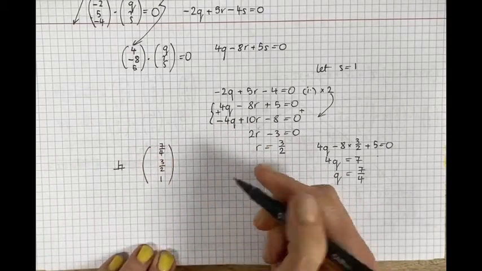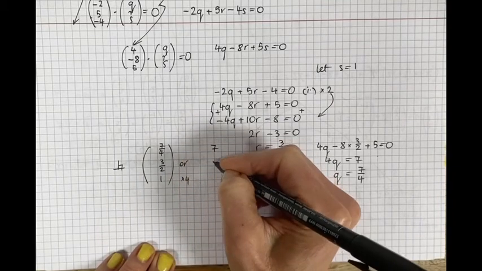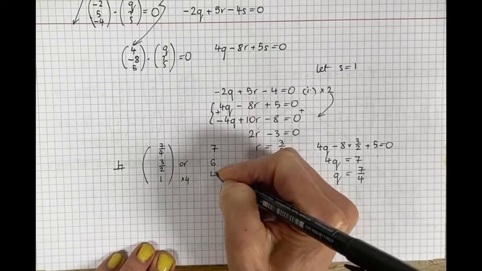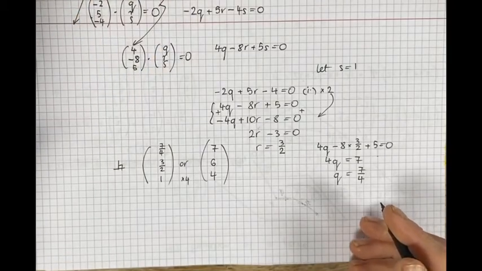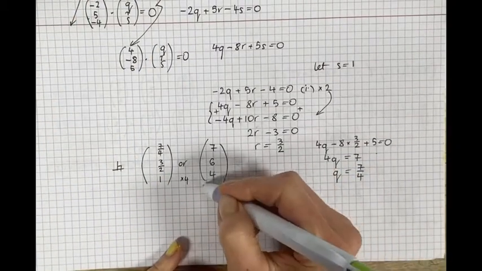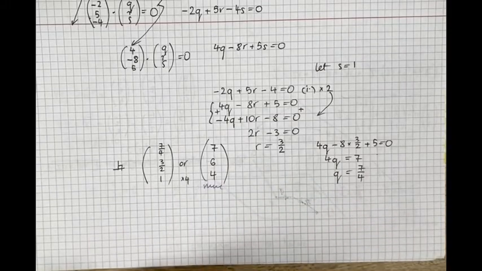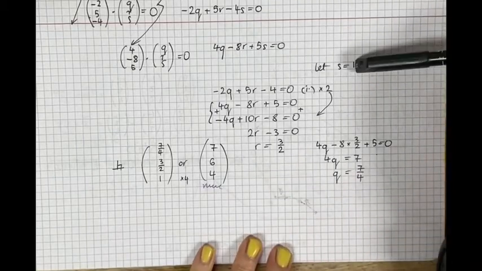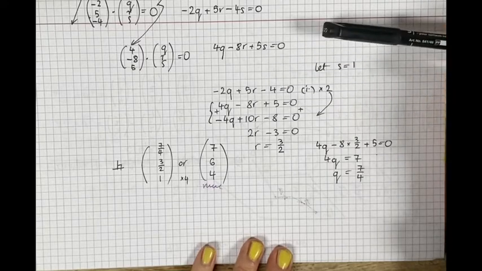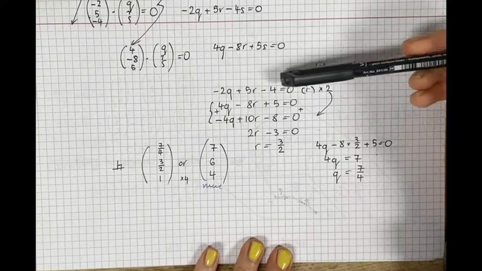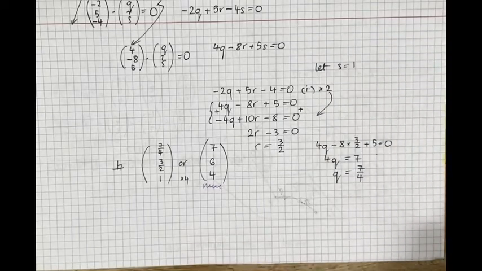If you wanted whole numbers, you could times everything by 4 and have 7, 6, and 4. There's another possibility. And you can multiply it by anything you like and find another vector that works in this situation. There you go. So you didn't have to choose s to be equal to 1. So one of those components, you choose it to be 1. You could choose it to be equal to something else. And then you solve the other remaining equations simultaneously. And this is how you approach this question.